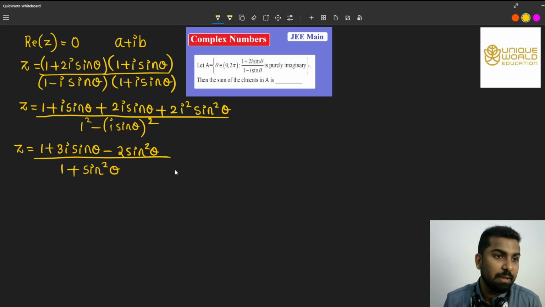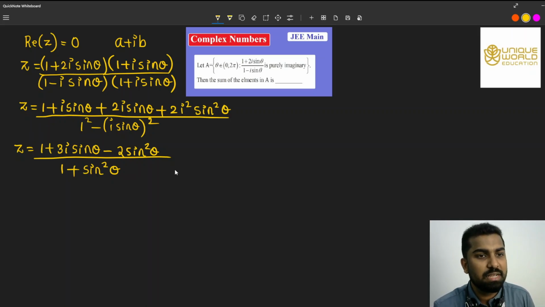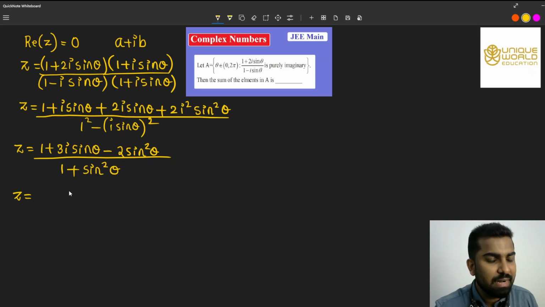So basically you are getting the complex number (1 plus 3i sin theta minus 2 sin square theta) divided by (1 plus sin square theta). So you have to write it in standardized form, a plus ib form. First I am just writing the real part. So the real part I can write as 1 minus 2 sin square theta, divided by 1 plus sin square theta, since this denominator is common for both. So this will be your a.